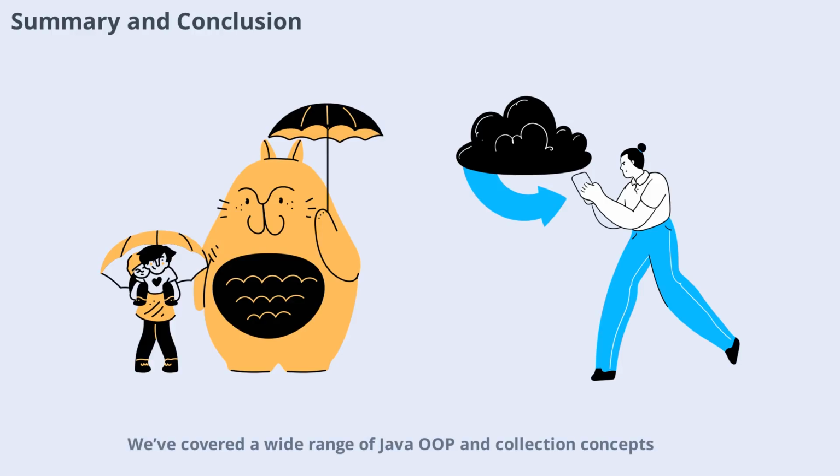We've covered a wide range of Java OOP and collection concepts, from inheritance and polymorphism to the details of the collection framework. Understanding these principles is essential for writing robust, maintainable Java code. Remember, choose the right tool for the job, whether it's inheritance, composition, or a specific collection type.